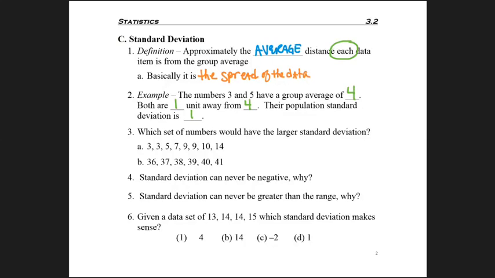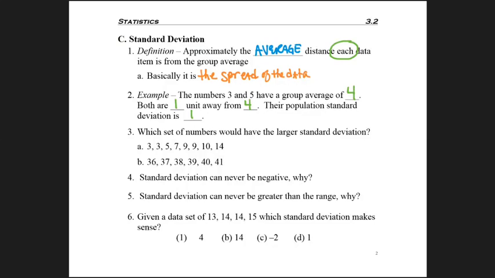Now, what about some of these other problems? Question 3. Which set of data would have the larger standard deviation? Now, a lot of people get this one wrong. They think that because the second set of data has bigger numbers, it will have a bigger standard deviation. And that's not necessarily true. The mean would be larger from a larger set of numbers, but not necessarily the standard deviation.